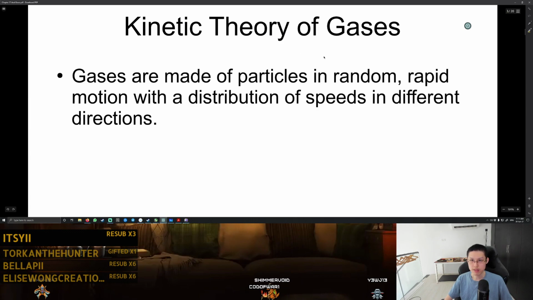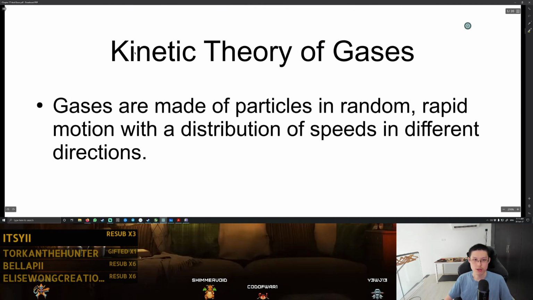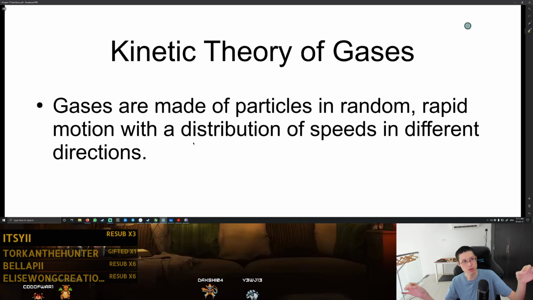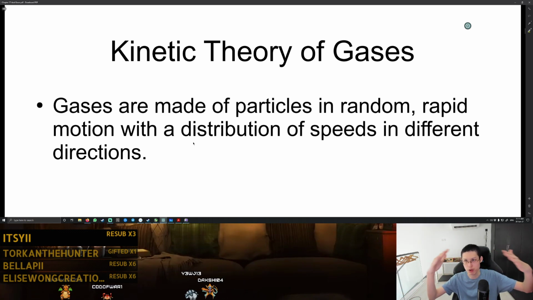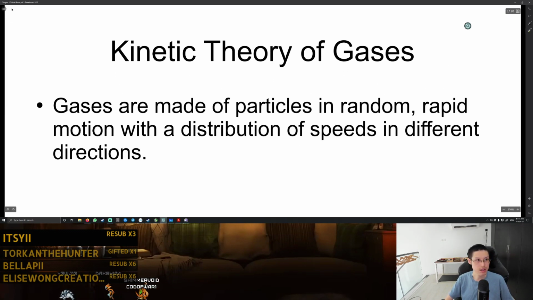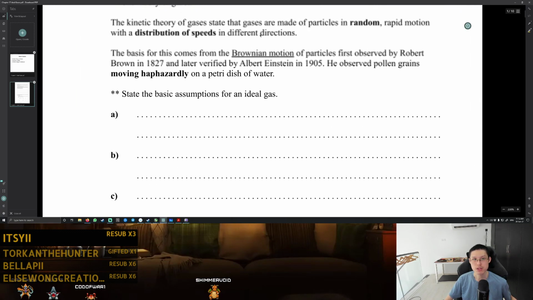So what is the kinetic theory of gases? The kinetic theory of gases tells you that the gases are made of particles in random, rapid motion with a distribution of speeds in different directions. So basically made of particles, they fly in random directions at some constant speed. But these particles have a random distribution of speeds. So this particle could be faster than this one. It kind of follows a normal distribution curve and go in random directions. That's essentially what the kinetic theory of gases is. You don't have to write it down because it's already here.